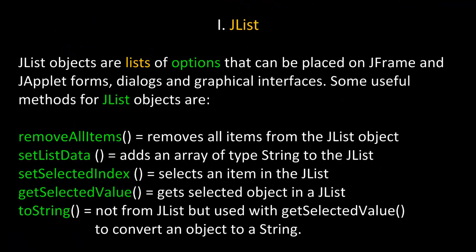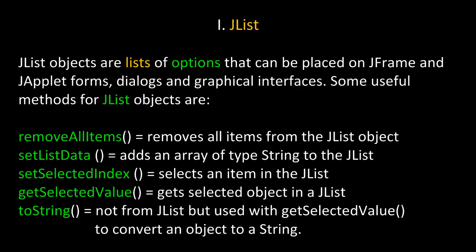The next component we'll take a look at is the JList object, which is sort of like the JComboBox object, but instead of having a drop-down list of selectable items, the selectable items are displayed in plain view in a box. JList objects are lists of options that can be placed on JFrame and JApplet forms, dialogs, and graphical interfaces. Some useful methods for JList objects are removeAllItems, which removes all items from the JList object, and setListData, which adds an array of type String to the JList. These are the selectable options.